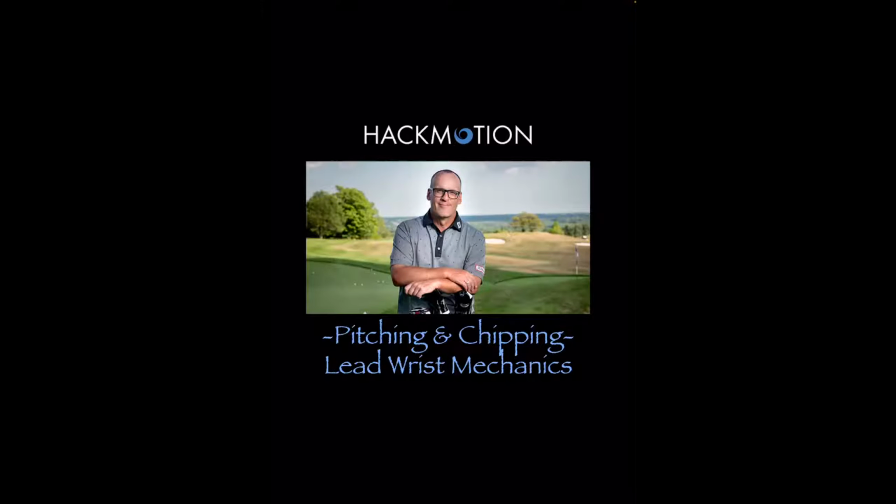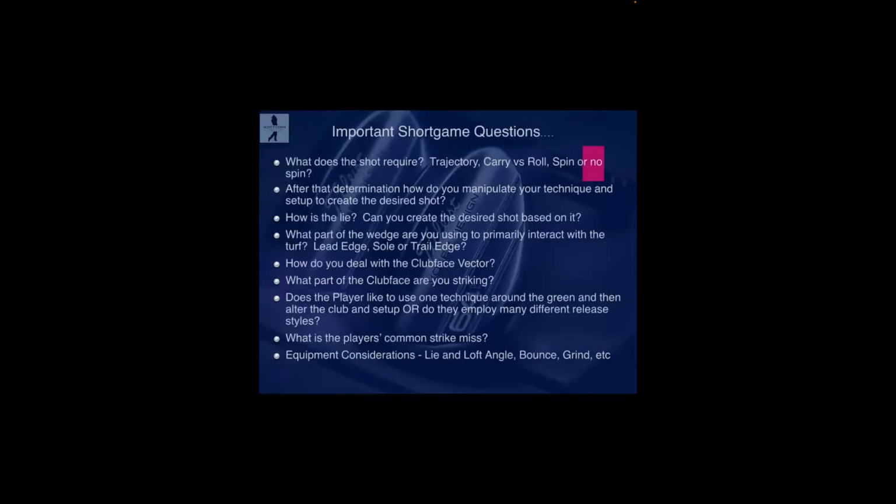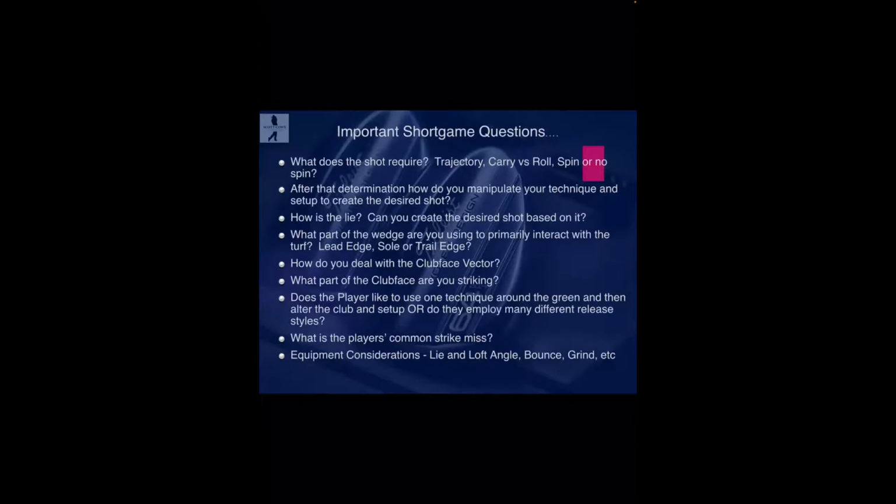So one of the first things that I generally want to know is, I have some important questions I'm going to ask, or what everyone should be asking themselves, I'm sorry, before they hit a short game shot. So number one, what does this shot really require? What is the trajectory? What is the carry versus roll? Am I trying to spin the ball or not spin the ball? What am I actually looking for on this particular shot? After we determine that, how do we manipulate the technique and setup to create the desired shot?